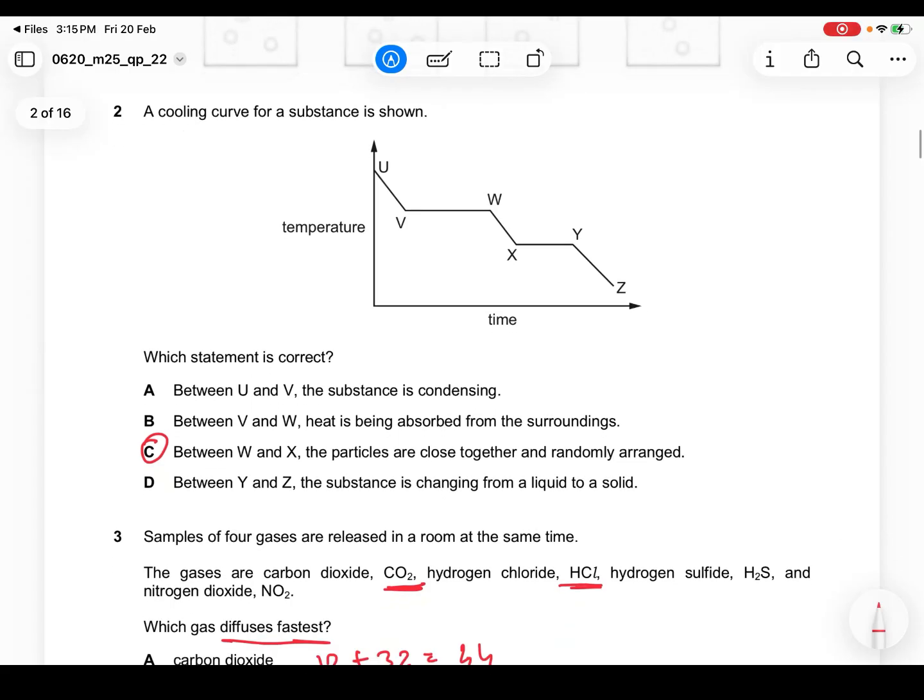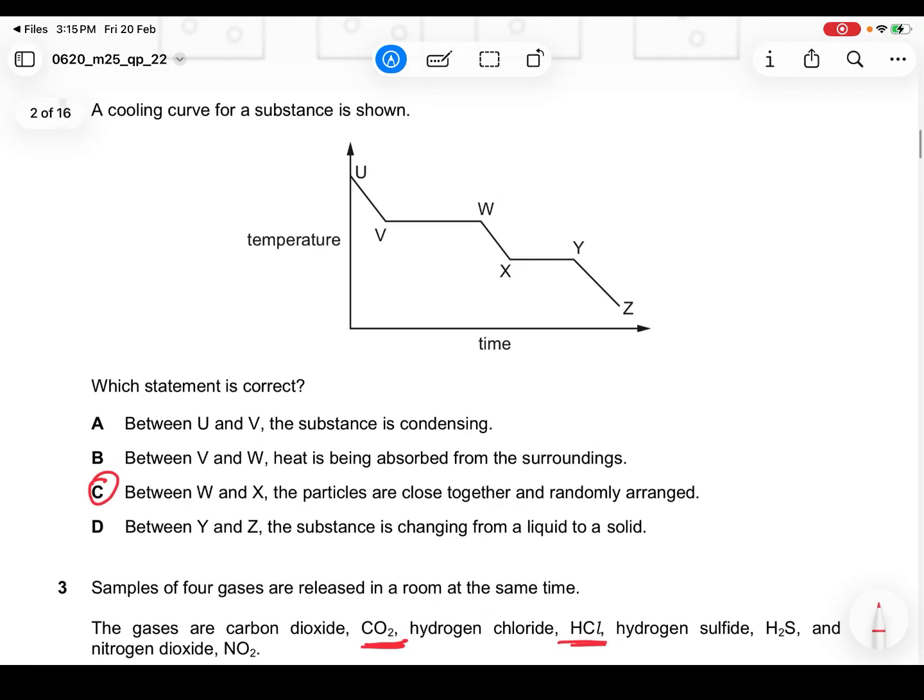For the second one, a cooling curve for a substance is shown. Which statement is correct? First of all, when you observe the cooling curve, you should know that the area between U and V is gas, the area between W and X is liquid, and the area between Y and Z is solid. So first, between U and V, the substance is condensing. Between U and V, it is gas. It is condensing actually between V and W.